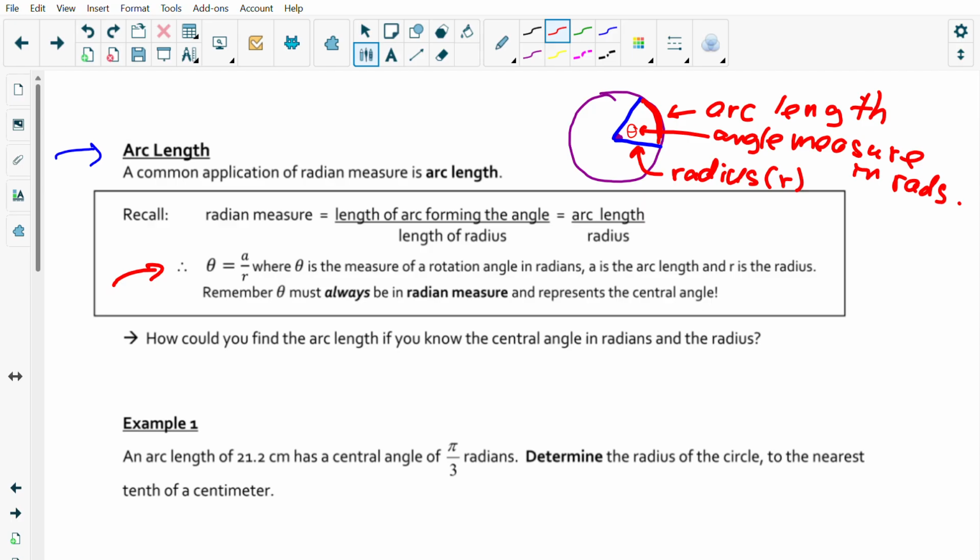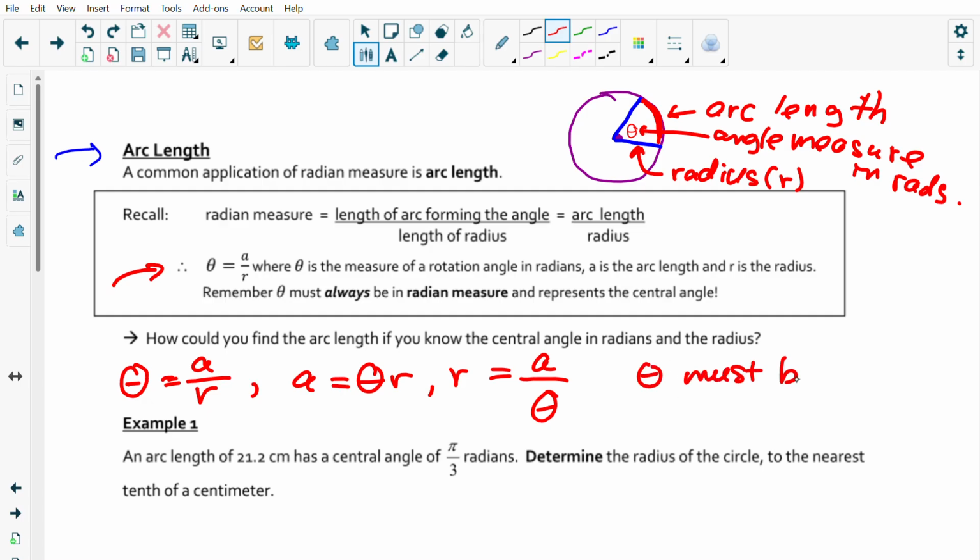How could you find the arc length if you know the central angle in radians and the radius? We're just rearranging a formula, folks. Theta equals arc length divided by radius. Therefore, arc length equals theta times the length of the radius. Or, stated another way, radius equals the arc length divided by theta. Remember, theta must be in radians.